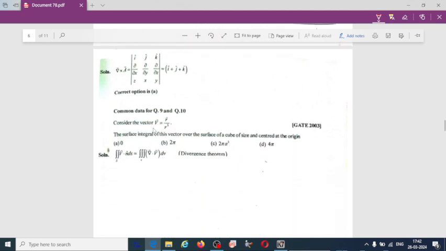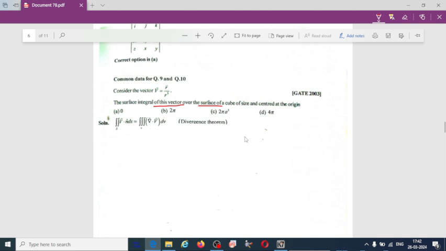So consider the vector V is equal to R divided by R cube. The surface integral of this vector over the surface of the cube centered at the origin. If you take the surface integral, you can convert it into the volume integral of del dot V, where V is equal to R divided by R cube. If you do the integration, then you are going to have the value 4 pi.